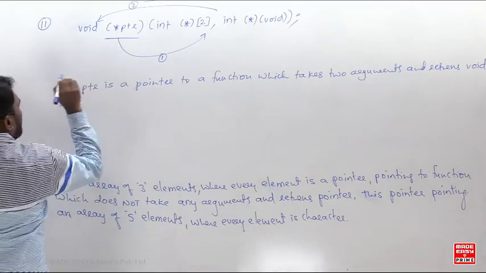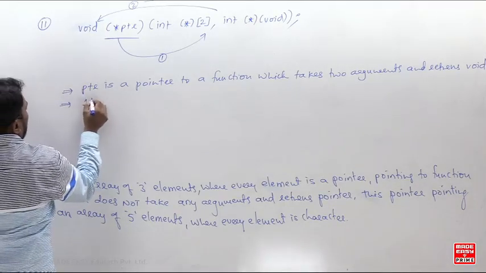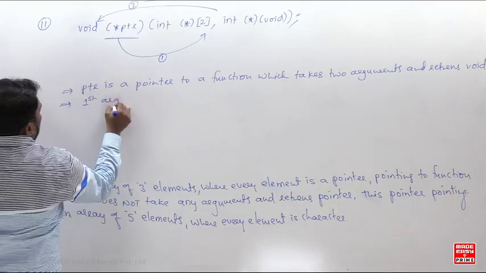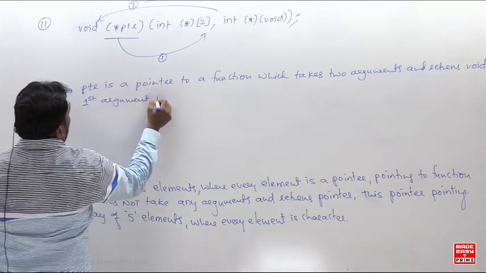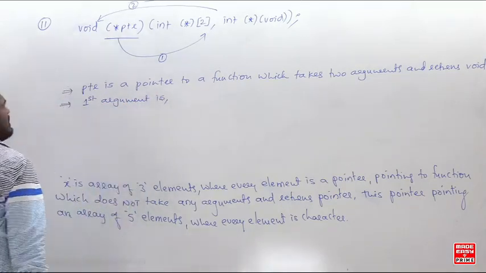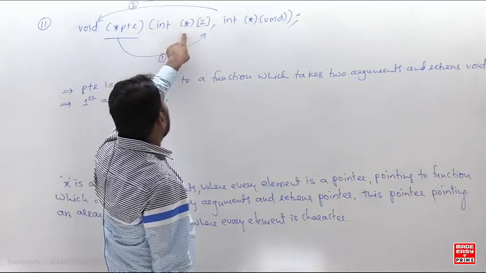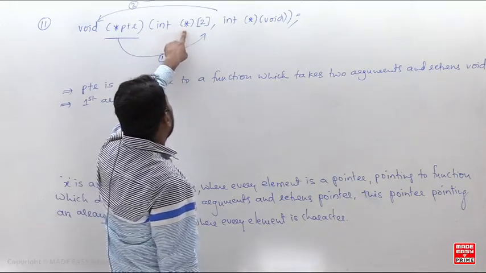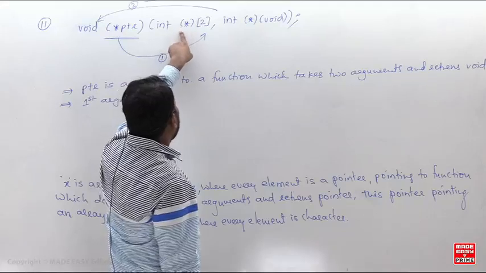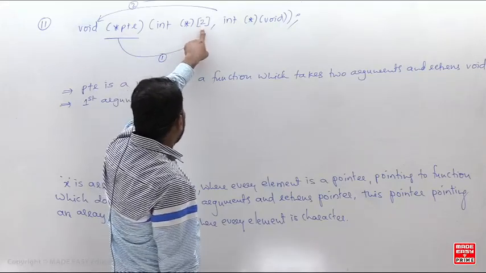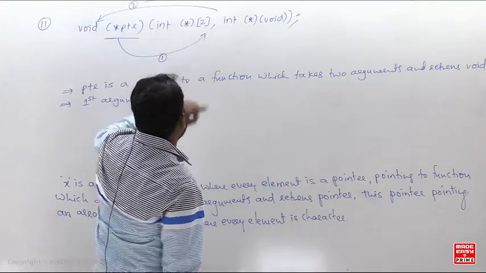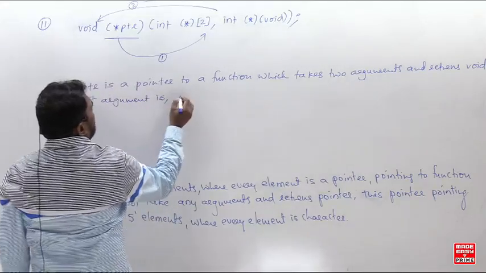And what are those arguments? Note down the first argument. Tell me, what is the first argument? First argument you already know. A pointer. Look here: the first argument is a pointer to an array of two elements where every element is what? Integer. That's it.